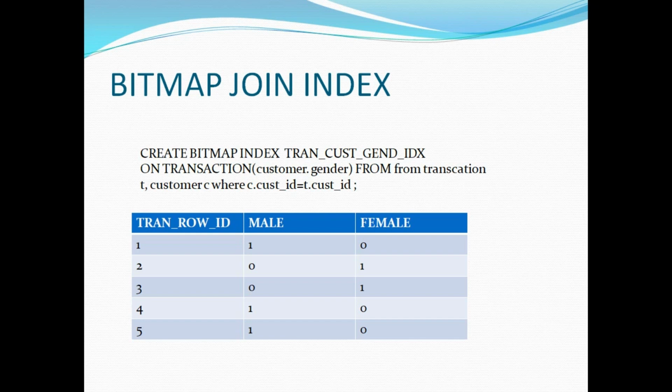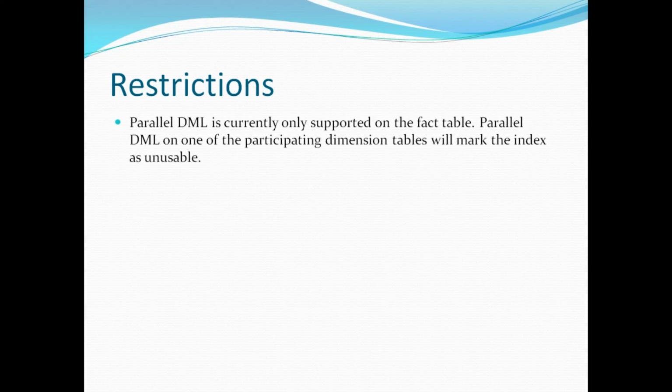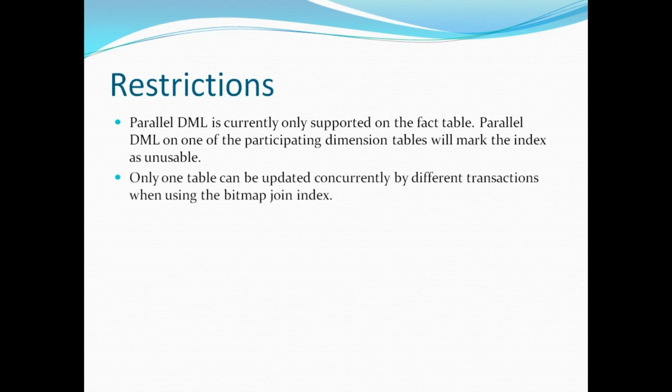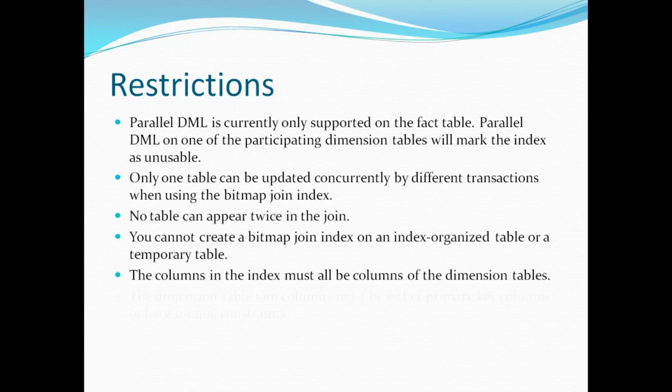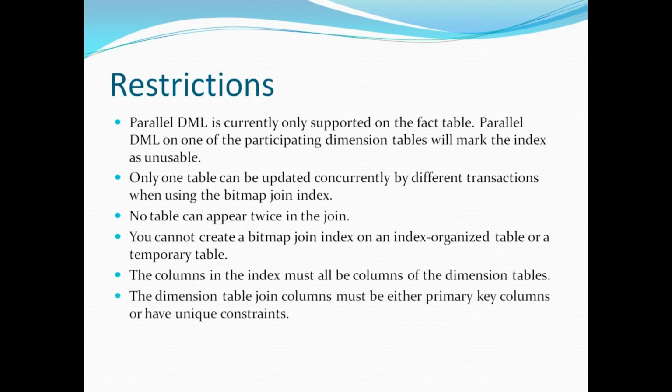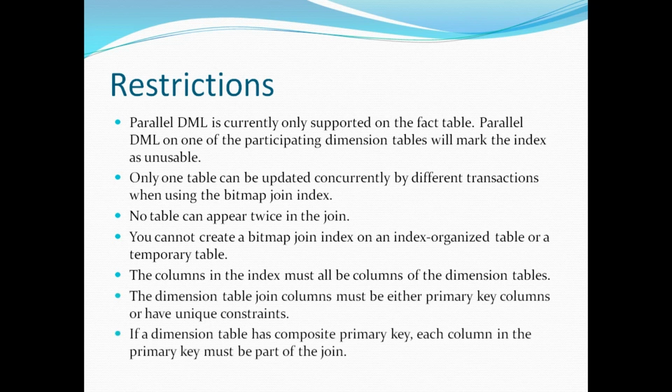You should not have concurrent updates. Some of the other restrictions are that parallel DML is currently only supported on the fact table. Parallel DML on one of the participating dimension tables will mark the index as unusable. So you cannot have parallel DML on a dimension table; it's allowed only on the fact table. Only one table can be updated concurrently by different transactions, so you have concurrency issues. No table can appear twice in the join, so you cannot have one table in the join twice, and that kind of stuff. So while creating a bitmap join index, you need to be really careful and really certain how it's going to help you out.